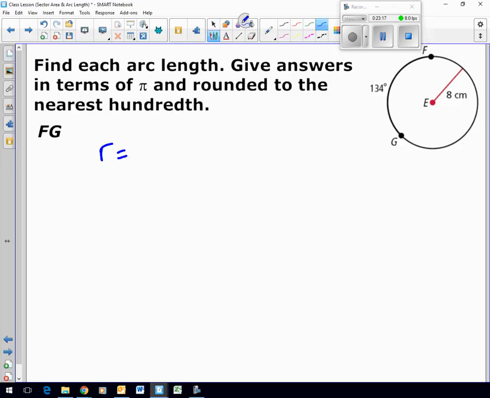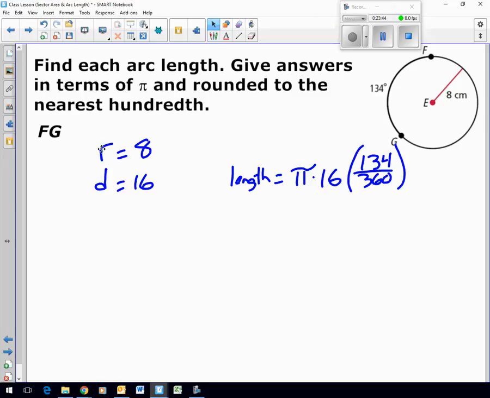If the radius is 8, that means that the diameter is 16. So if I put this into my arc length formula, you're going to get this. Length equals pi times 16 times, would it be after that, you times it by 134 over 360? Perfect. 134 over 360. And then you'll get 18.7. That's all you got to do.